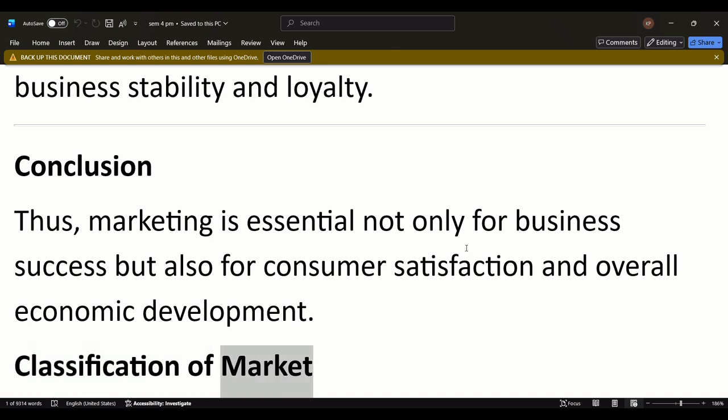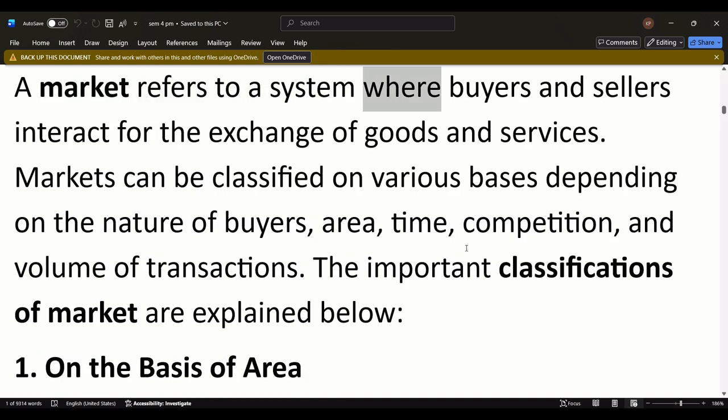Classification of market. A market refers to a system where buyers and sellers interact for the exchange of goods and services. Markets can be classified on various bases depending on the nature of buyers, area, time, competition, and volume of transactions. The important classifications of market are explained below.